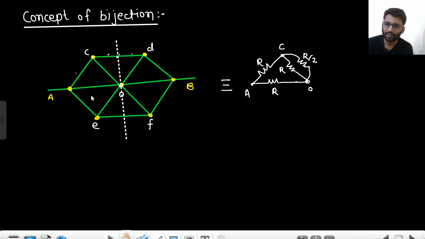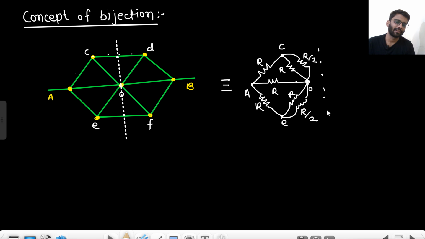Right? But we need to calculate the equivalent, and the same circuit is repeated this side. So now this R by 2 and R by 2 will become 3R by 2, and 3R by 2 plus R will become 5R by 2, because these two resistors are in series.